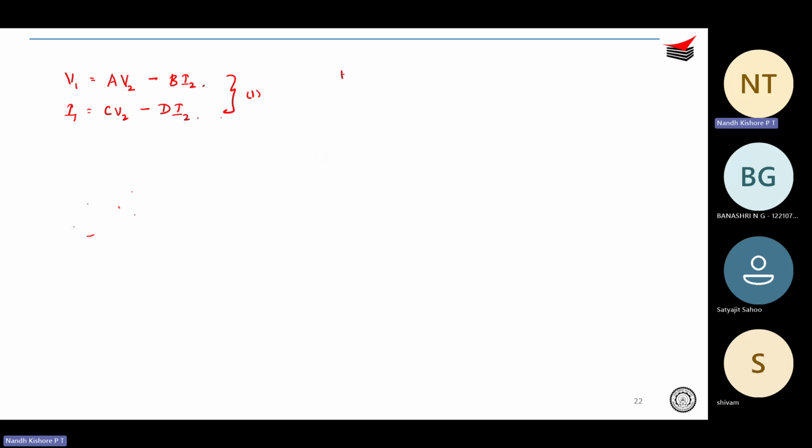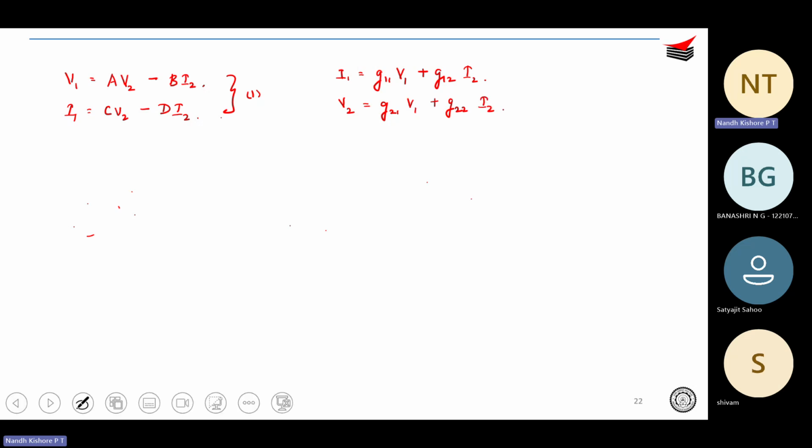And you have I1 is equal to G11 V1 plus G12 I2. And V2 is equal to G21 V1 plus G22 I2. Okay, so these are the two expressions. All right.